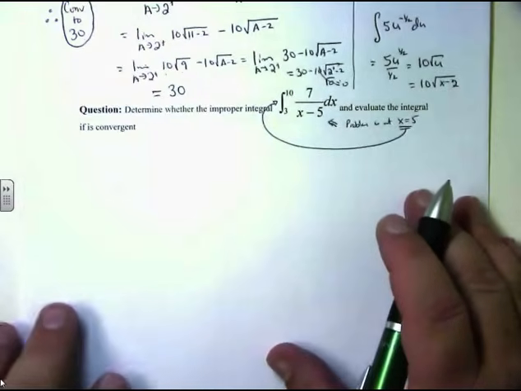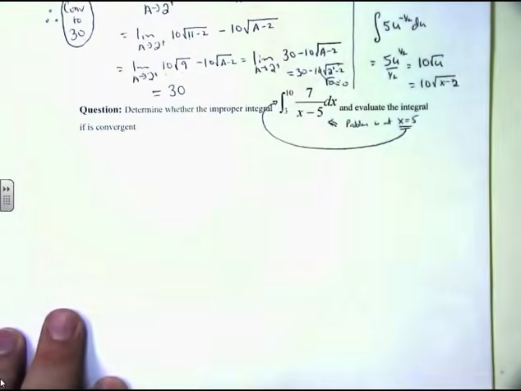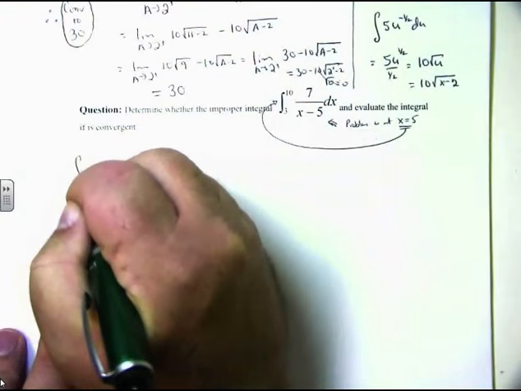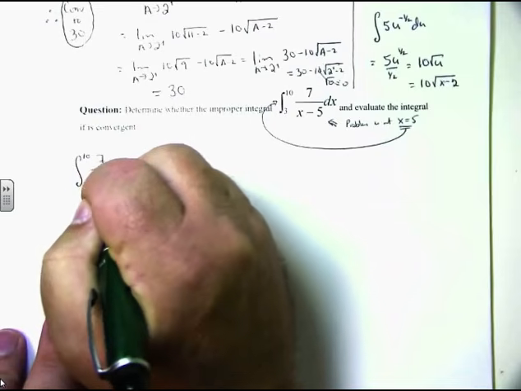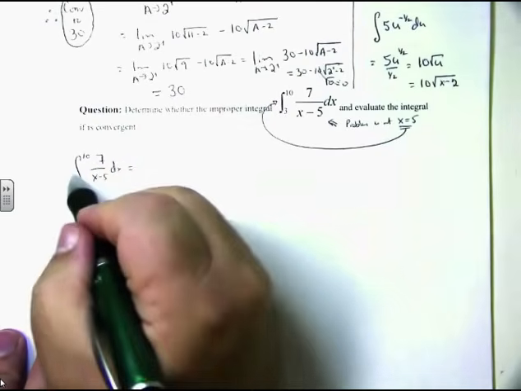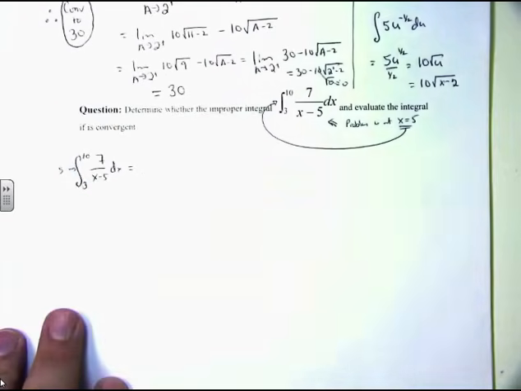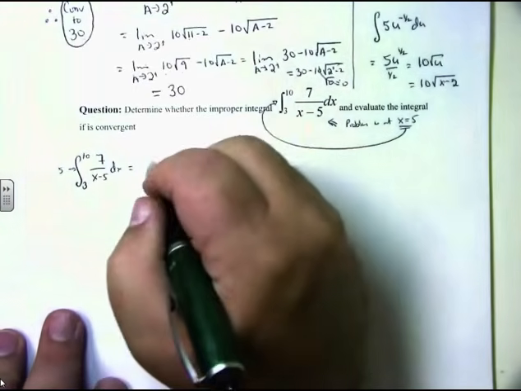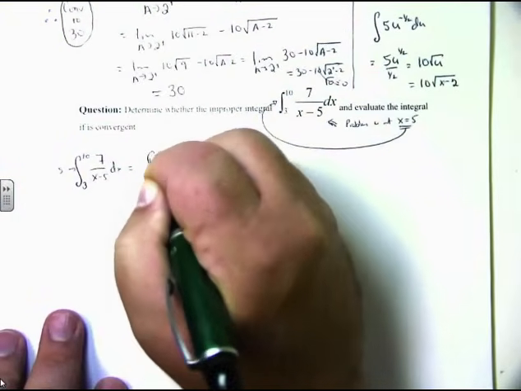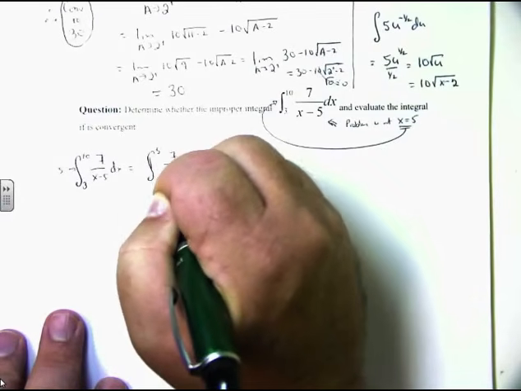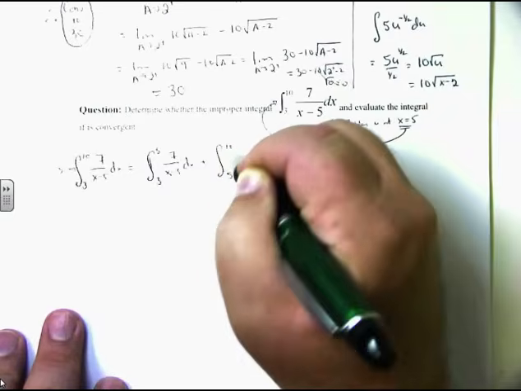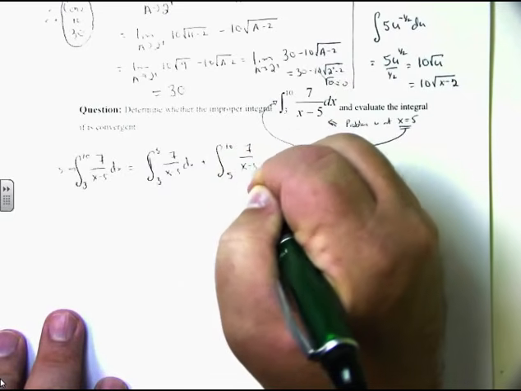So here we go. What you're going to have to do in this problem is break this up. So the integral from 3 to 10 of 7 over x minus 5 dx will be equal to, now I'm going to have to break it up because my 5 is right down here in the middle. So this would be the limit. First off, we'll integrate like this: the integral from 3 to 5 of 7 over x minus 5 dx plus the integral from 5 to 10 of 7 over x minus 5 dx.